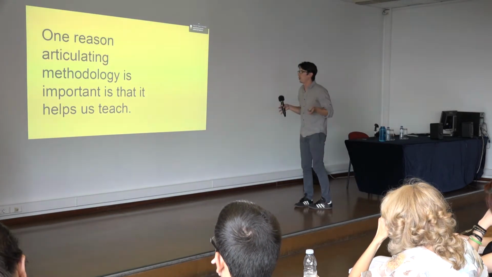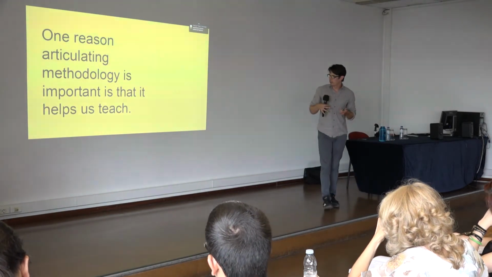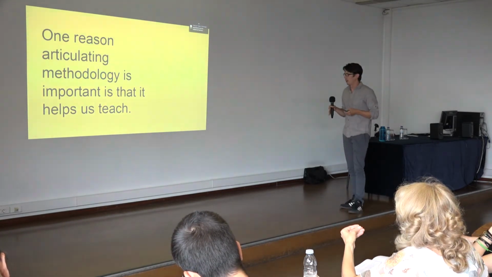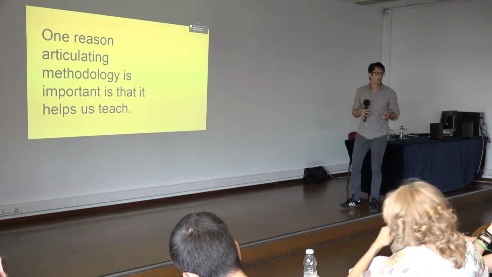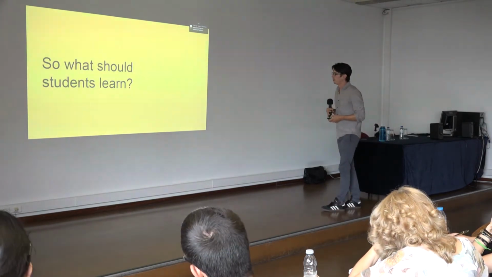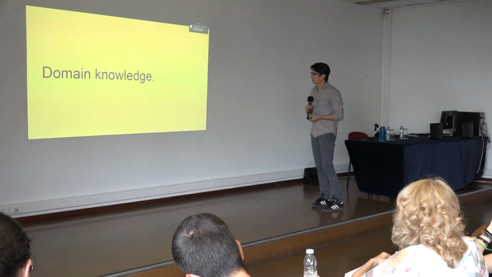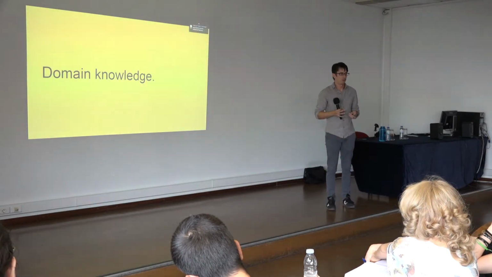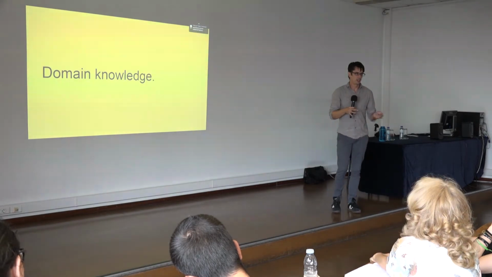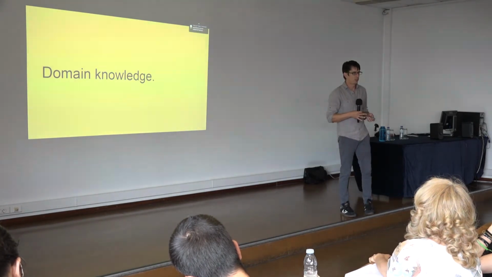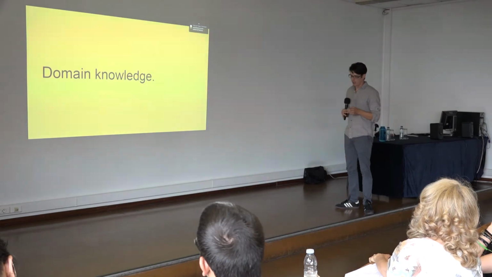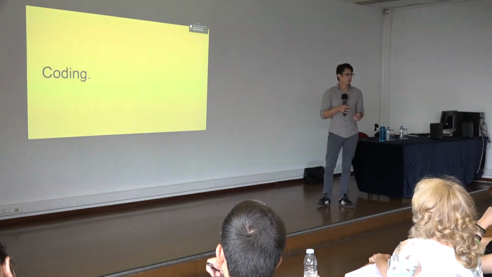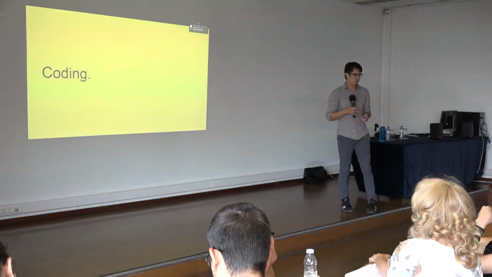And as I said, one reason that I think it's important to articulate methodology in this way is that it helps us think about what we should teach students in this field. Because I think there's a good amount of agreement that digital humanities students need domain knowledge. If you are studying the 18th century, you probably need to be an expert in 18th century literature. But there is some disagreement over whether digital humanities students need to learn to code.